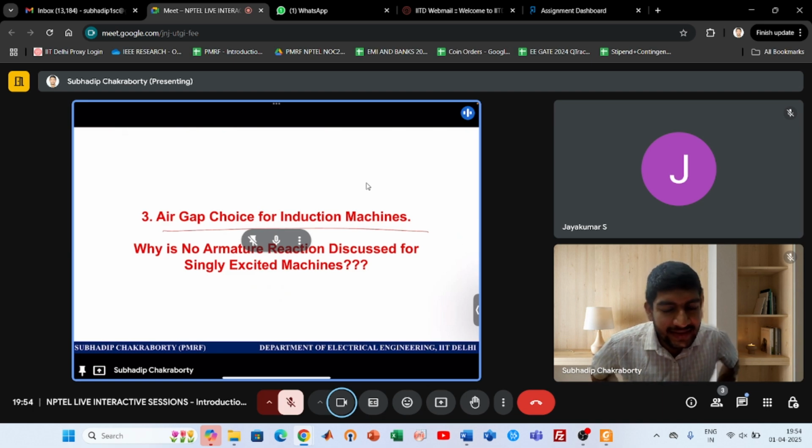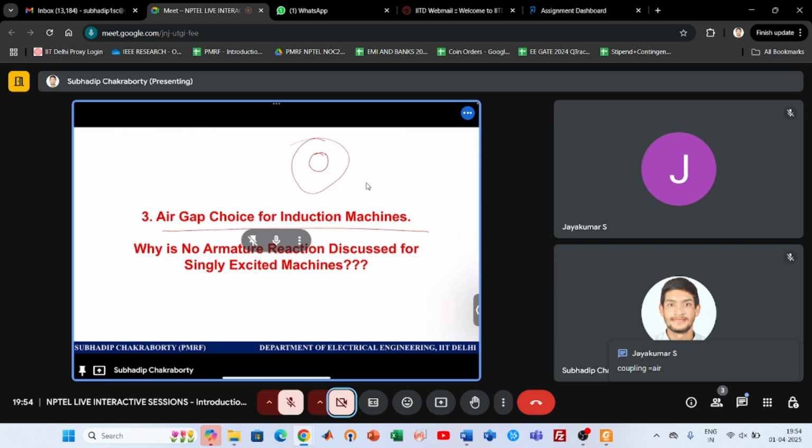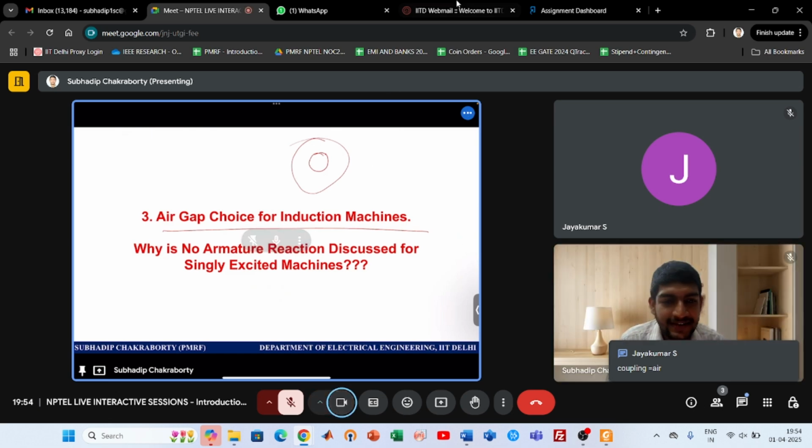So can you tell me one thing? What is the leakage flux here in the induction machine? The flux going through the iron or the flux going through the air gap? What is the media between the rotor and stator for the coupling? Air or iron? Rotor is here, stator is here. What is the media? Air gap or iron? Correct. So the mutual coupling is happening all in this air gap.